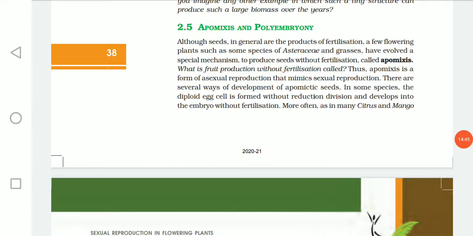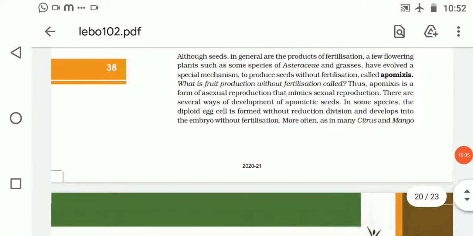Now coming to what are apomixis and polyembryony. So what is apomixis? Usually we see that seeds are a product of fertilization. So sometimes in some species like Asteraceae and grasses, they have evolved a special mechanism to produce seeds without fertilization. So production of seeds without fertilization is apomixis.